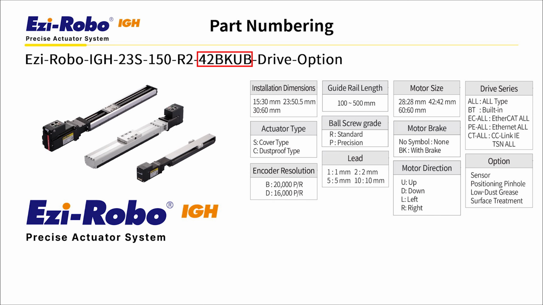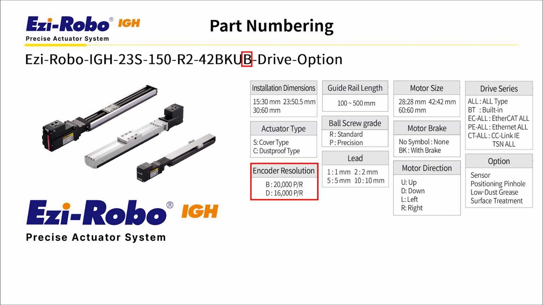42 BKUB. 42 indicates the size of the stepping motor, with available sizes being 28 mm, 42 mm, and 60 mm. BK indicates whether a brake is attached. Two options are available: with brake, BK, and without brake, which is no symbol. U indicates the direction of the motor installation. Options include U, up, D, down, L, left, and R, right.